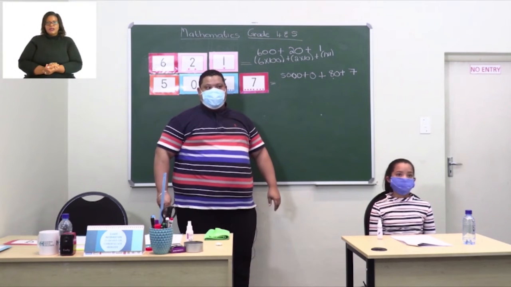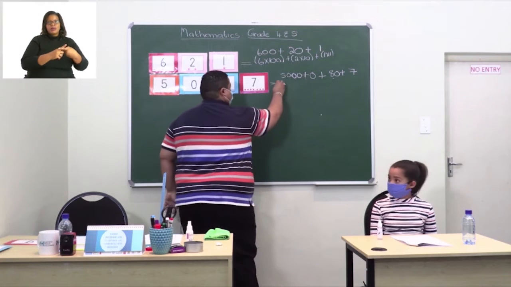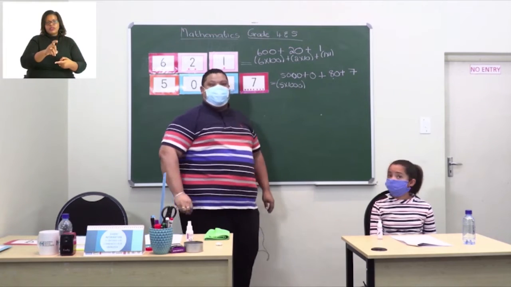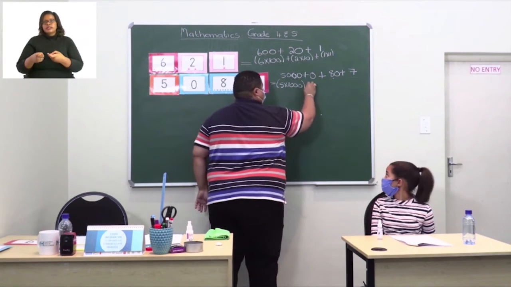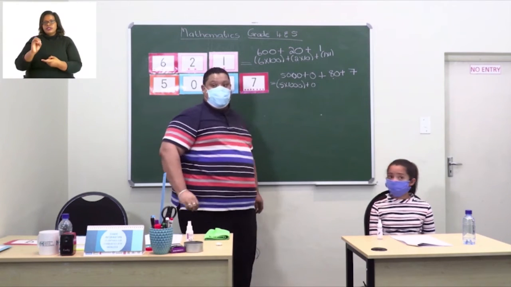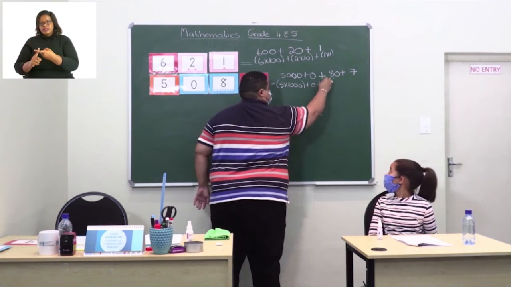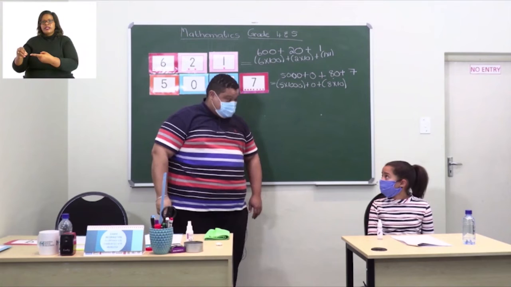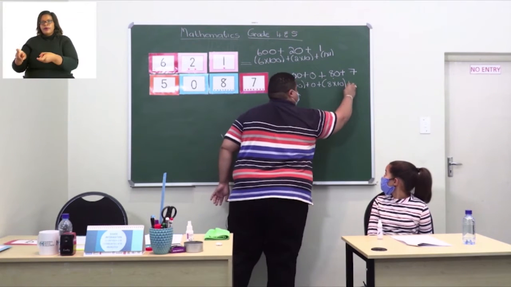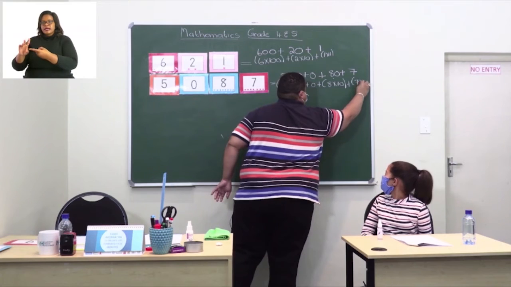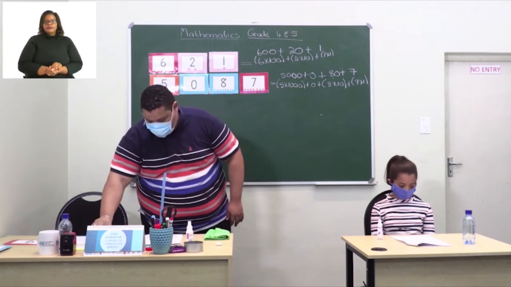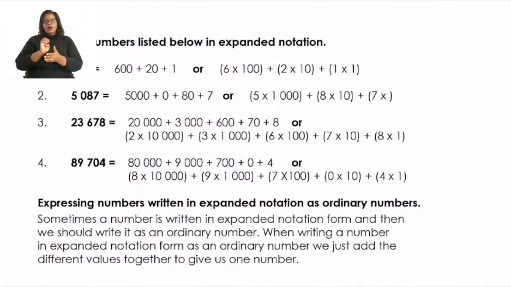Now let's try it with the multiplication. 5 times 1,000, that is equal to 5,000. Plus, we just write 0 to indicate that there's no hundreds. Plus 8 times 10, that is equal to 80. And then lastly, we have 7 times 1, which is equal to 7. Now going back to our book, we will see there are lots more examples. Let's see number 3.